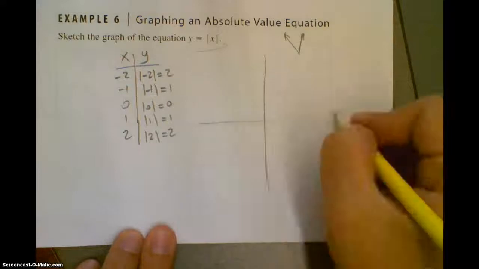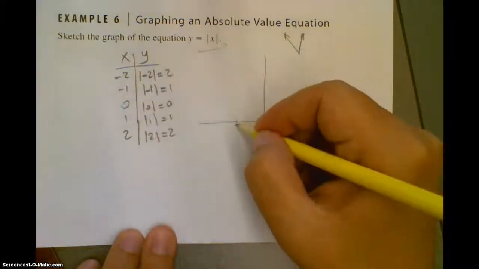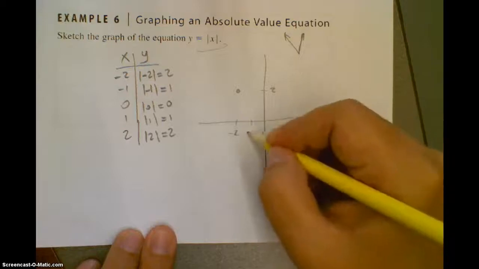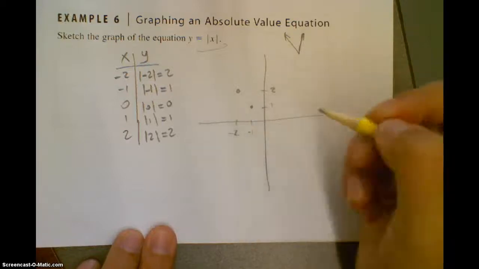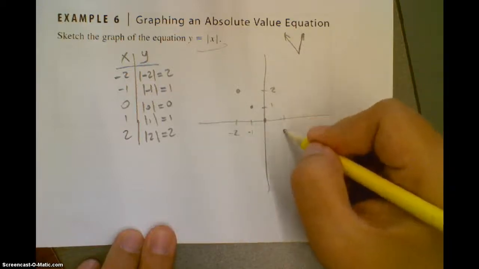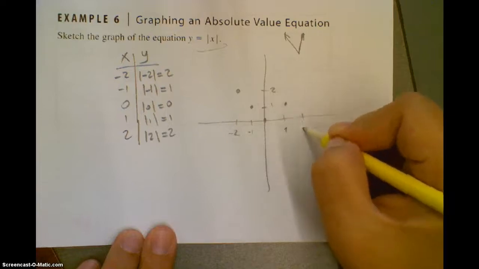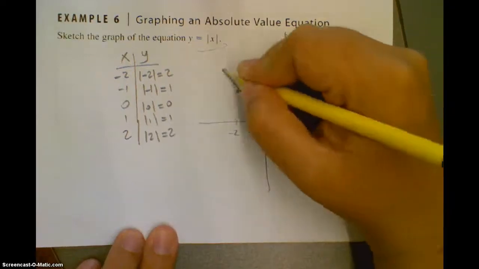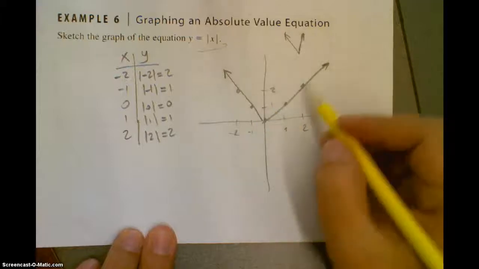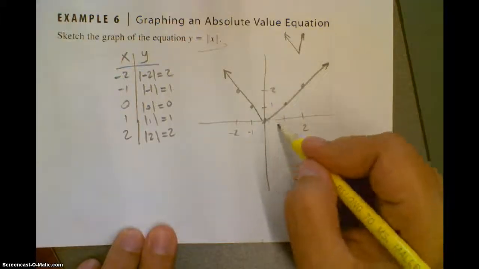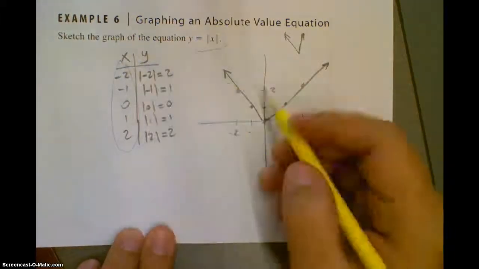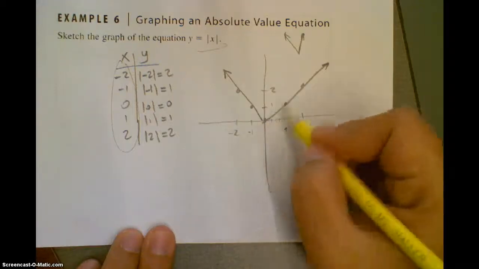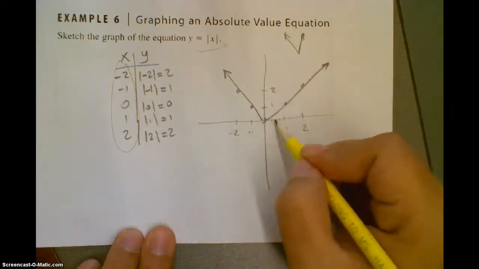So I just graph those. Negative 2, 2 will be there. Negative 1, 1 will be over here. 0, 0. 1, 1 will be here, and 2, 2 will be there. So I know the graph looks like this. I need to connect it with a solid line because I'm saying that not only are these the only x's that I'm plotting, but actually I'm plotting for everything in between. So if I connect it with a line, that's indirectly what I'm saying.